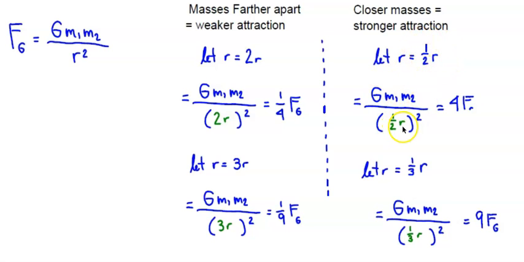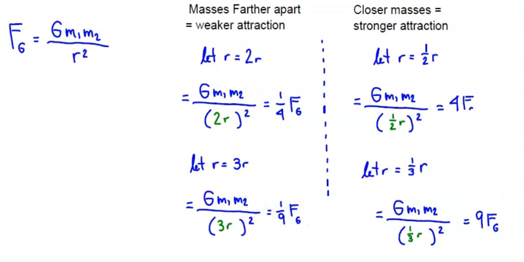Gm1m2 over 1/2 r squared. This turns out to be the inverse of 1/2 squared. 1/2 squared is a quarter. Invert that is 4. Quadruple. So now you have quadrupled the strength. If you took a third of the distance, Gm1m2 over 1/3 r squared, you have the inverse of 1/3 squared. 1/3 squared is 1/9. Invert that is 9. So these are the most common fractions.